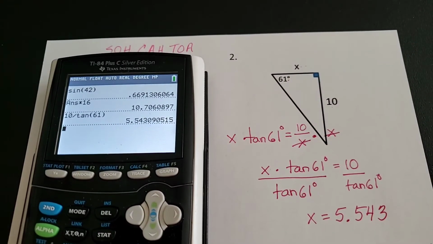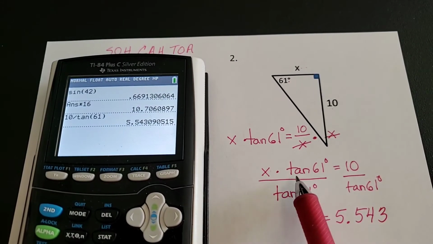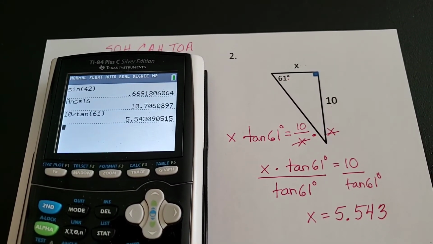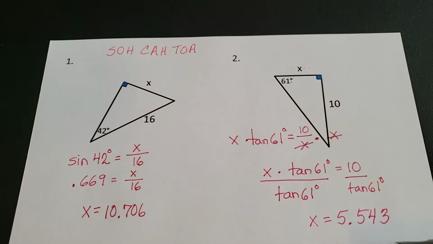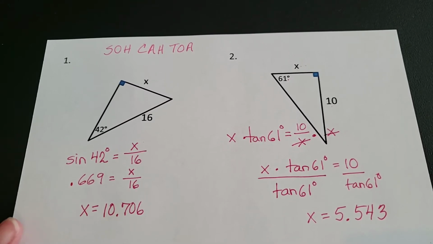If you get a number that just seems really wacky and strange, you either picked the wrong trig function or you're in the wrong mode. So it's a nice way to check that. All right, so hopefully you recall that from geometry. That's how we would find a missing side length.